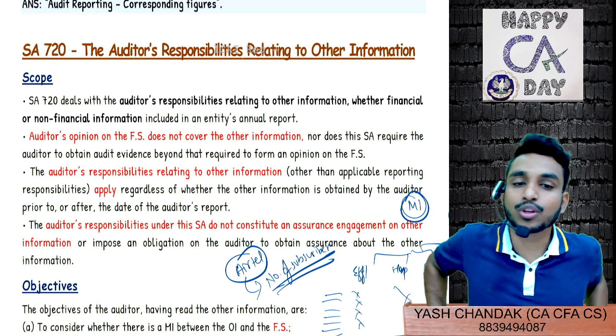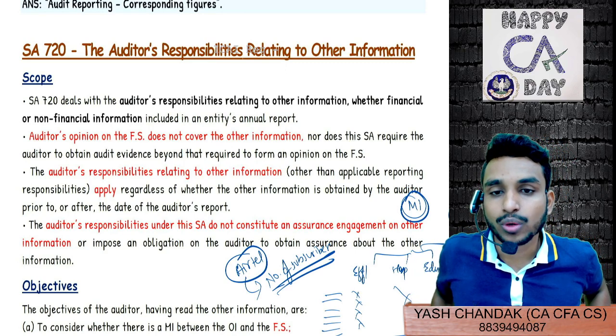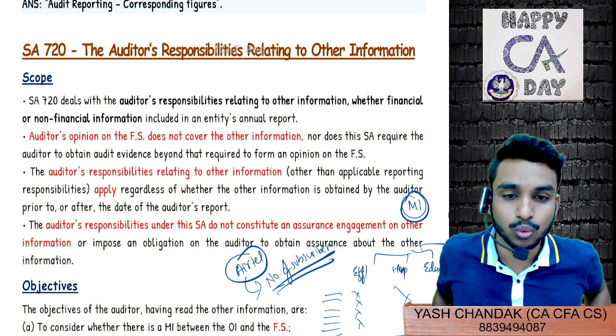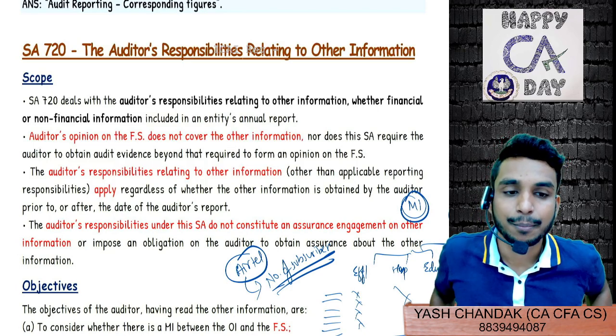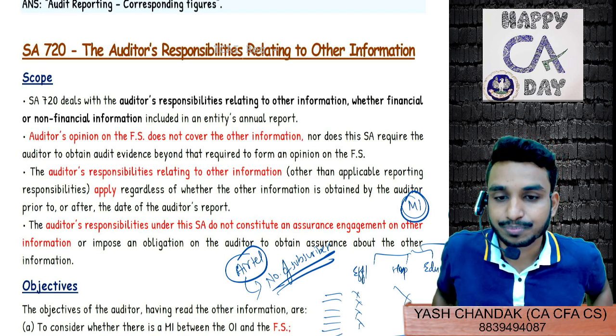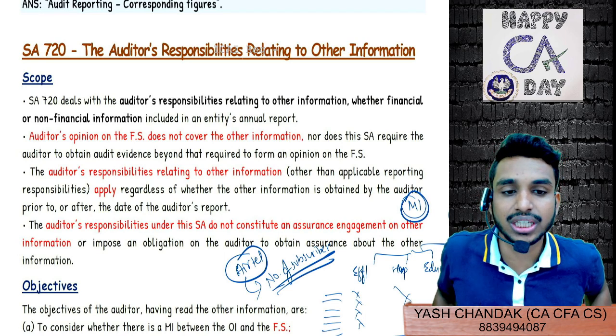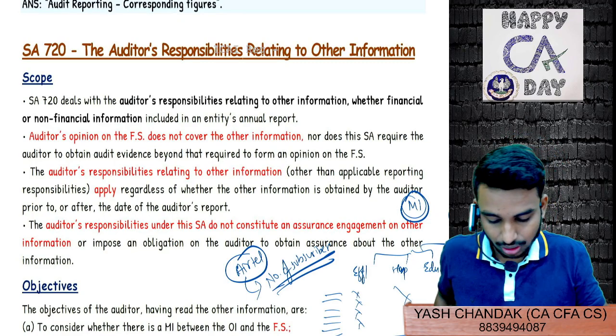You already know the rest of the standard. If management does not agree to rectify, then what will we do? Modify. Modify, or before that, communicate to TCWG. Communicate to TCWG, no? If that doesn't work, you will first go to Papa, right? Communicate to TCWG, tell management to rectify the same, and in that case you will then see your opinion, what opinion paragraph you will have to consider accordingly.